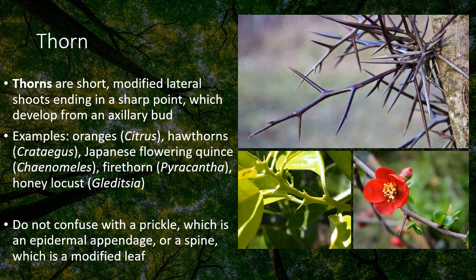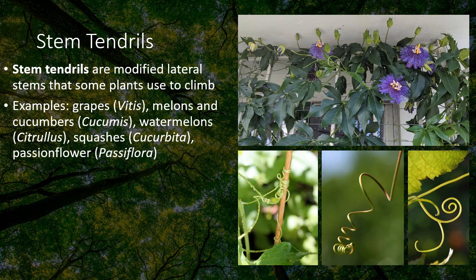So don't confuse thorns with prickles or with spines, which are modified leaves. Ooh, stem tendrils. Sometimes these lateral shoots actually develop into a little tendril. That's a modified lateral shoot, which the plant uses to climb. Grapes, for example, produce stem tendrils, not leaf tendrils.